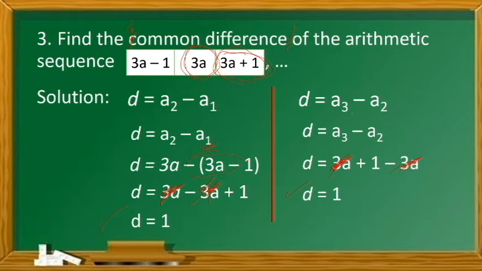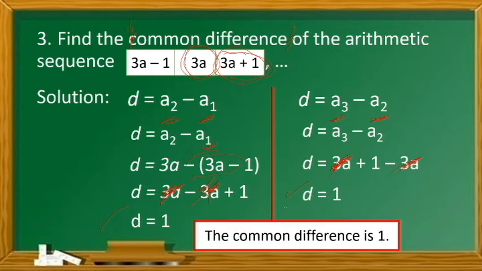So whatever solution we're going to use, either second term minus first term or third term minus second term, we will still have the same result, wherein the common difference is positive 1. I hope you can follow how we arrive at positive 1.